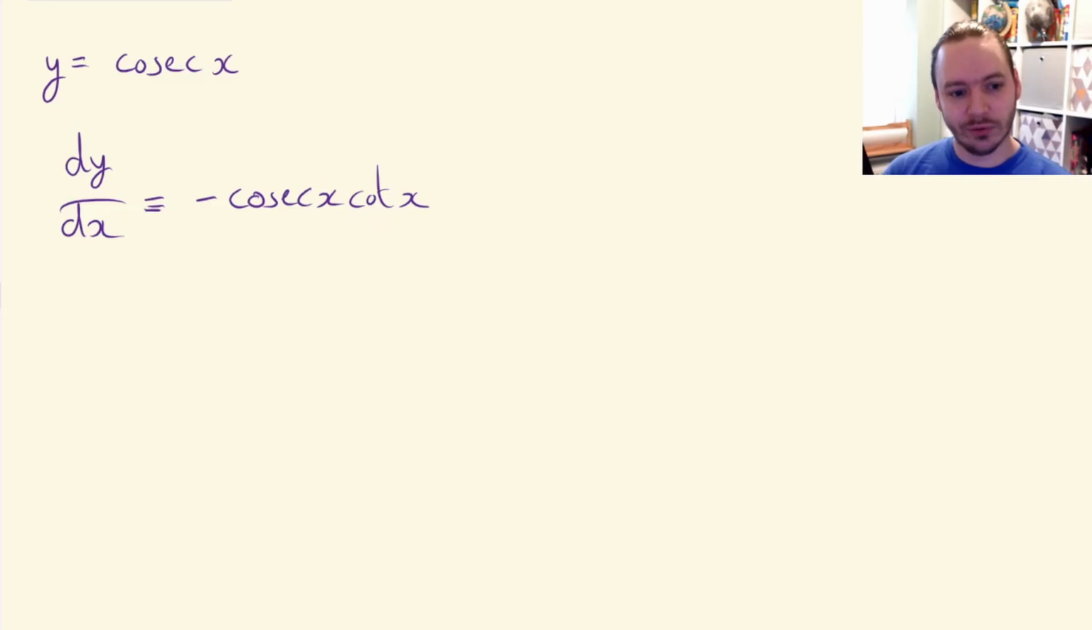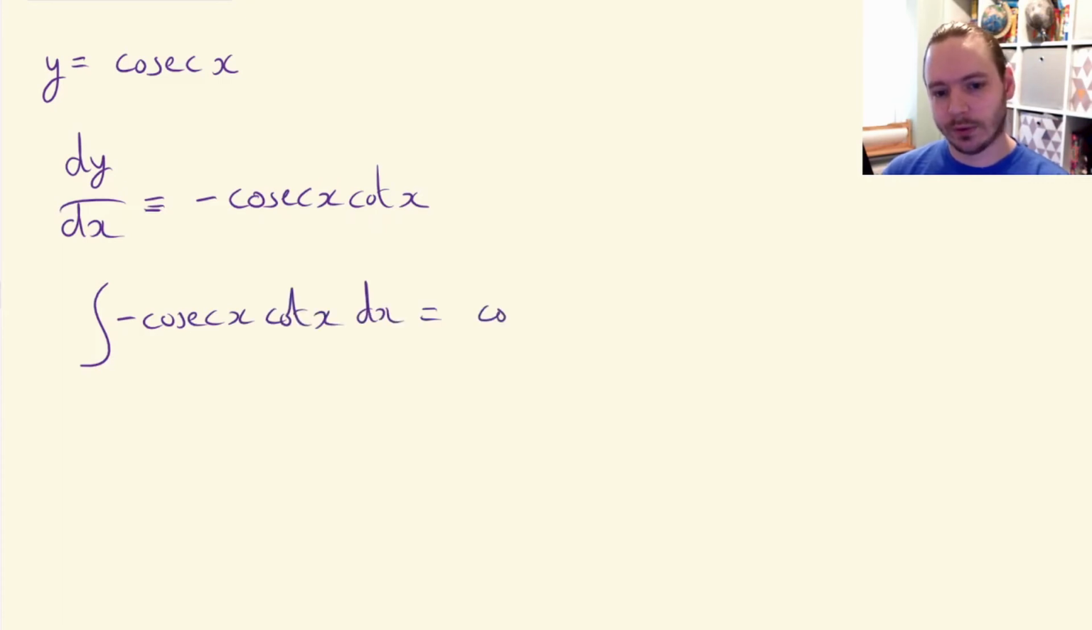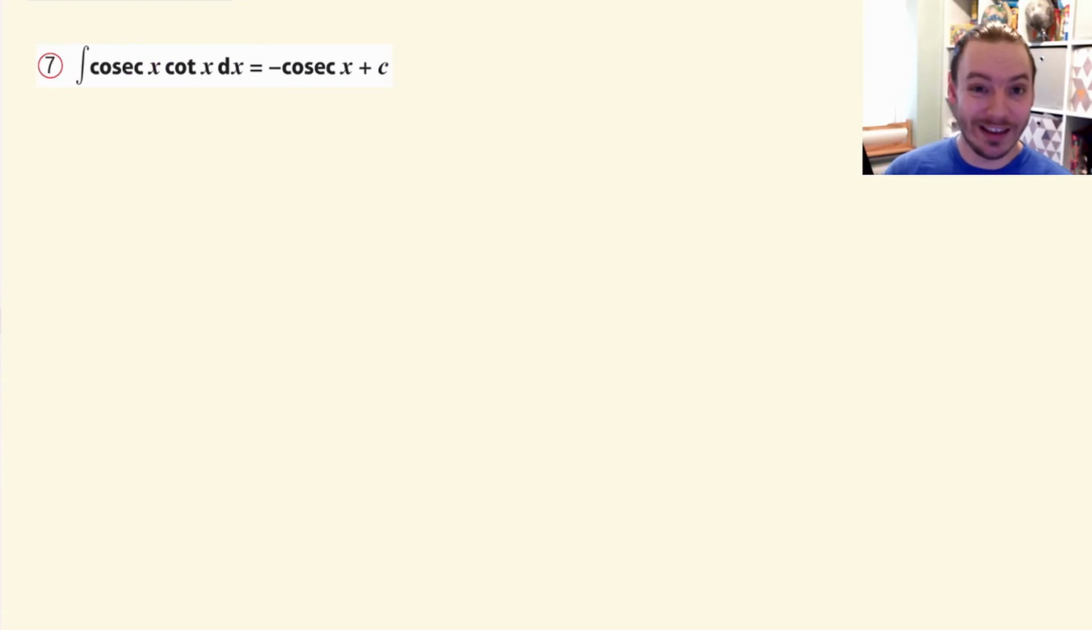And as a result, the integral of negative cosec x cot x with respect to x equals cosec x plus c. But again, just like integrating sine, we don't really want this negative in here. We'd rather pull it out and therefore make the answer negative. So if you want to integrate cosec x cot x, the answer is negative cosec x.